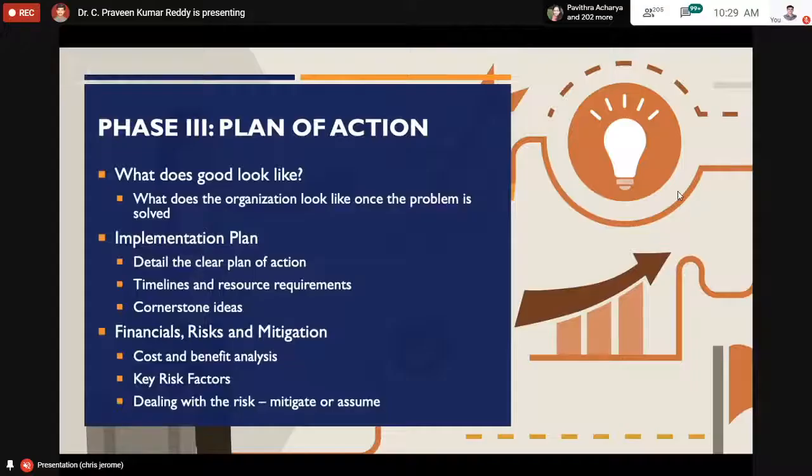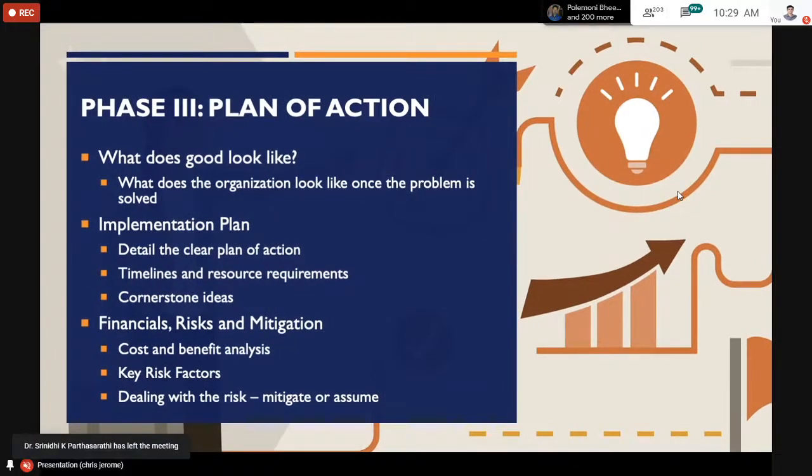So developing a very clear implementation plan is key. Talking about some details, specifically, what are the timelines? What are the resource requirements? What is the financial cost of putting this plan in place? What are the benefits? I would say cornerstone ideas. So there are some key ideas that would really stand out in the implementation plan. So if it is a strategy to expand geographically, then the cornerstone idea could be acquisition of a specific company. So your entire plan is dependent on that. It shows that you've really thought about the details. It shows that you've been creative with the solution. And spelling all of that out is absolutely critical.